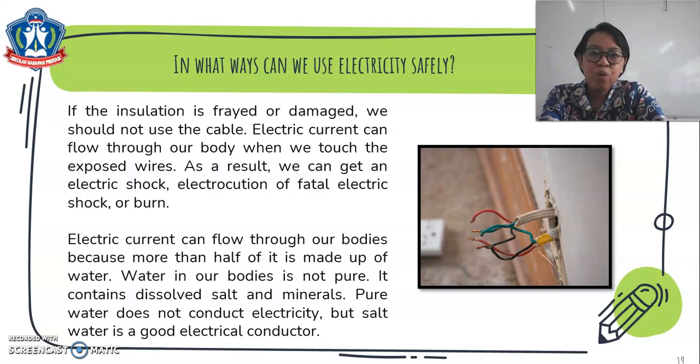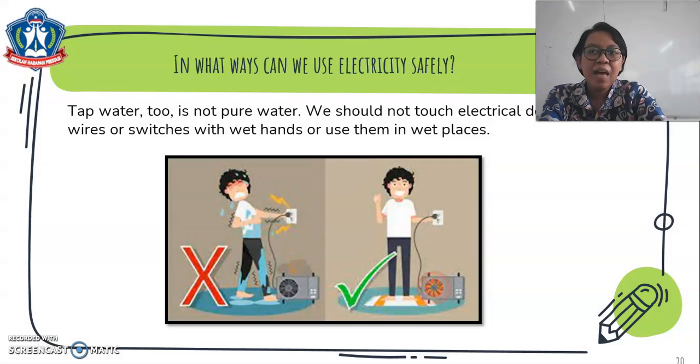Electric current can flow through our bodies because more than half of it is made up of water. Water in our bodies is not pure. It contains dissolved salt and minerals. Pure water does not conduct electricity, but salt water is a good electrical conductor. Tap water too is not pure. We should not touch electrical devices or wires or switches with wet hands or use them in wet places. So be very careful, children.